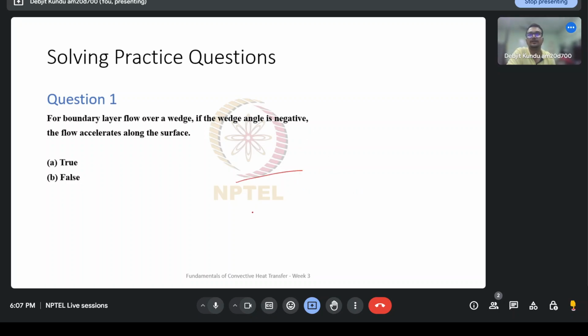So given I have a pair of plates like this, which are parallel to each other, and then I have a wedge with a negative angle, meaning like this. In that case, will the flow accelerate or will it decelerate? This being the angle, which is usually represented by beta, and we'll assume this beta is the same for both the wedges.